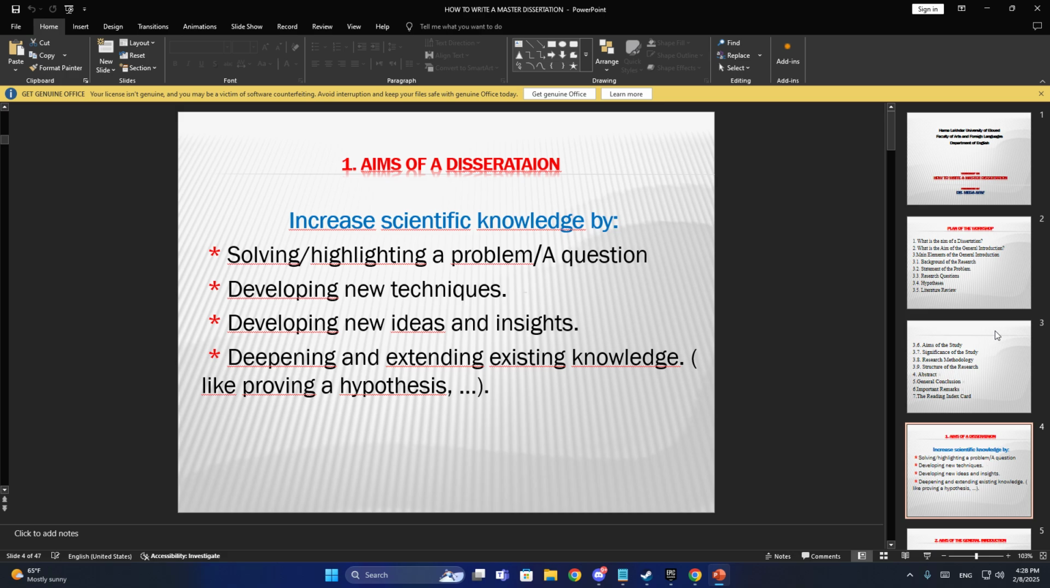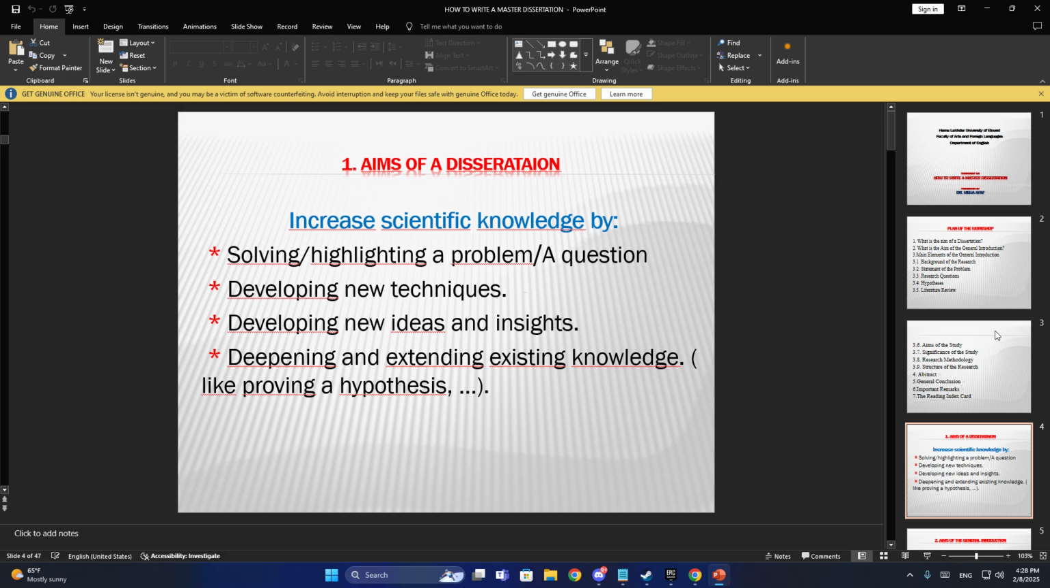So, I have chosen this topic because I have seen in our department that most, not all, of course, but most of the students feel, I cannot say lost, but confused about how to start writing a dissertation. For this, I have to clarify some points. First, you have to know why you are writing a dissertation.